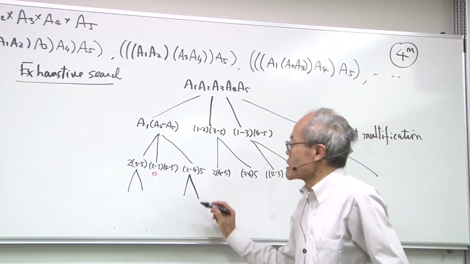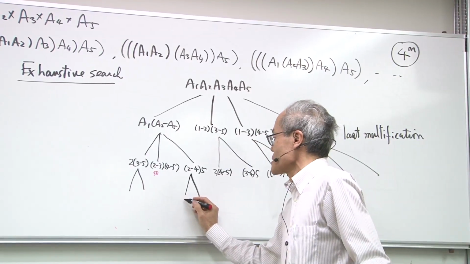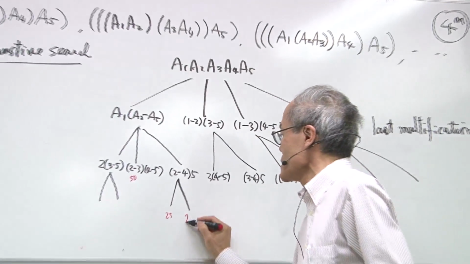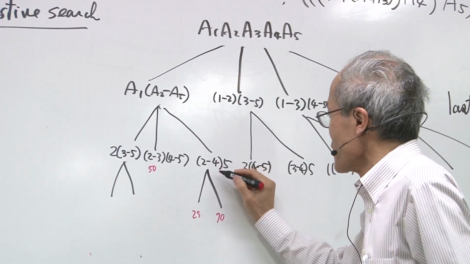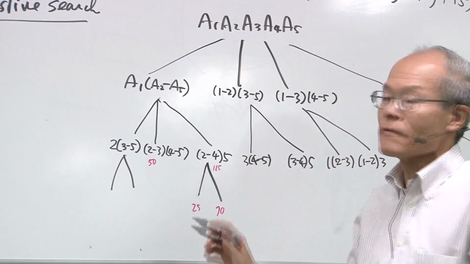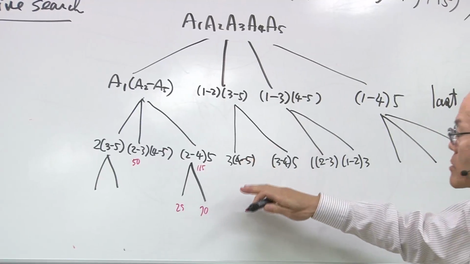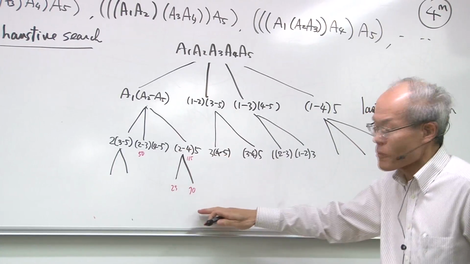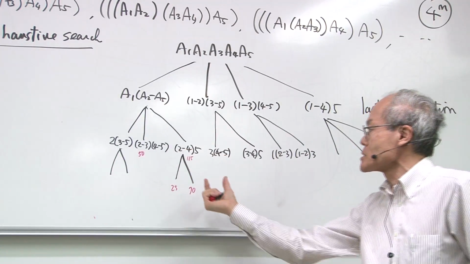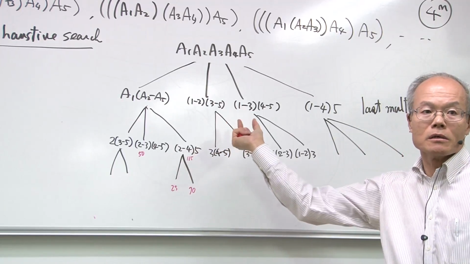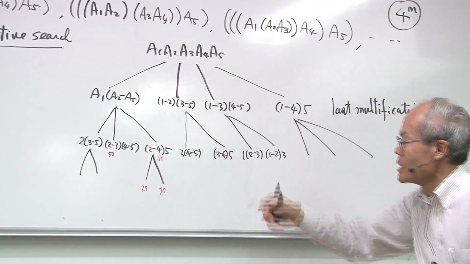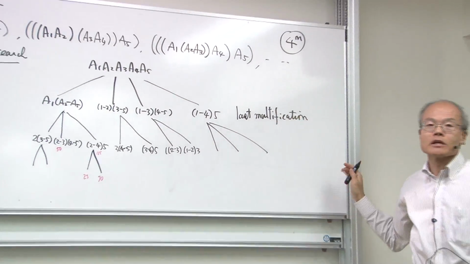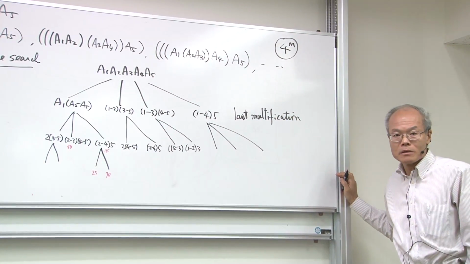So again, you can get some, you know, 25 and 70, and then this 2 to 4 is maybe, I don't know, 115, and so on and so forth. So you can get those from the bottom to the top. So you can select the best order, like this. So you can complete this search tree. Then you can obtain the best order.